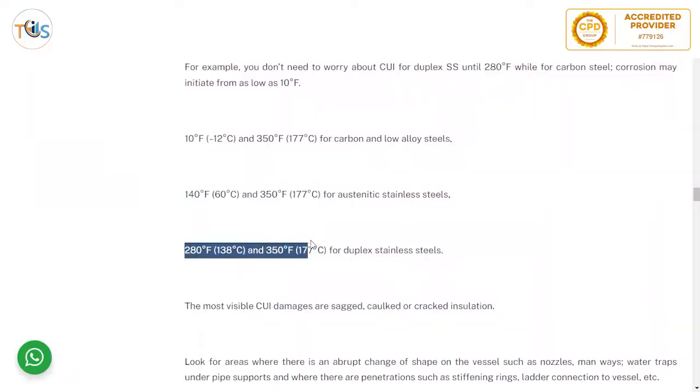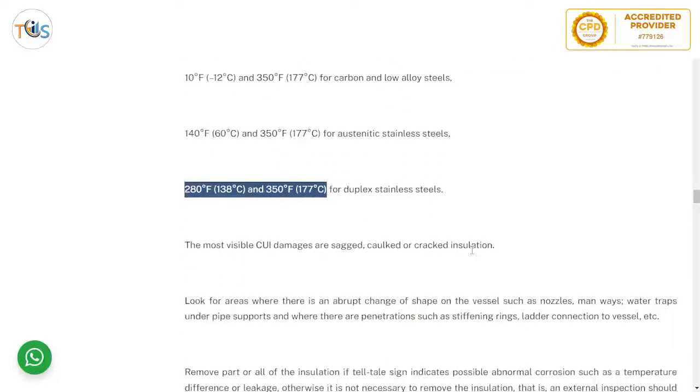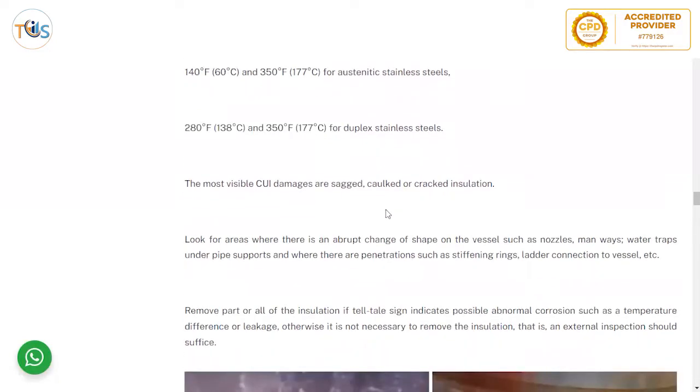And lastly, duplex is 280 to 350. So in a very narrow range, it is vulnerable. So it's the least affected by corrosion under insulation. The most visible corrosion under insulation damages are sagged, caulked, or cracked insulation.